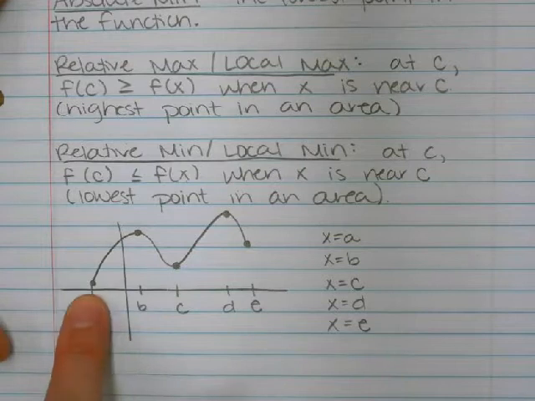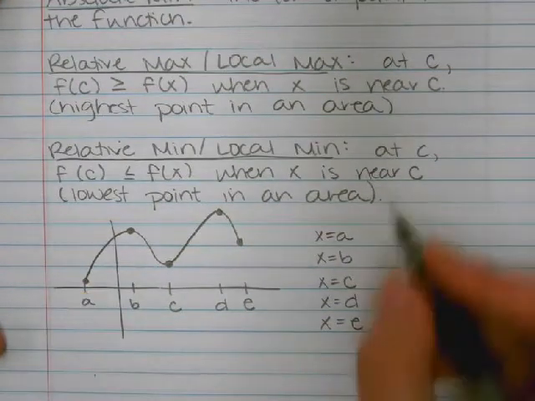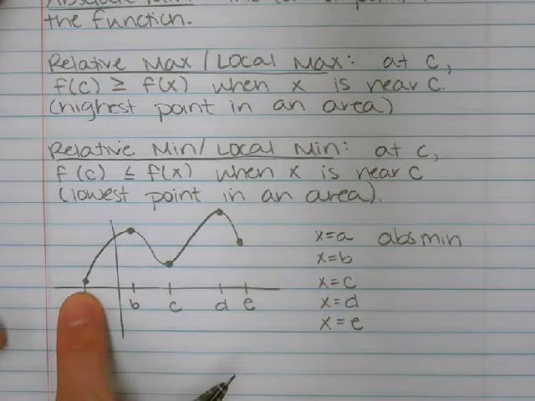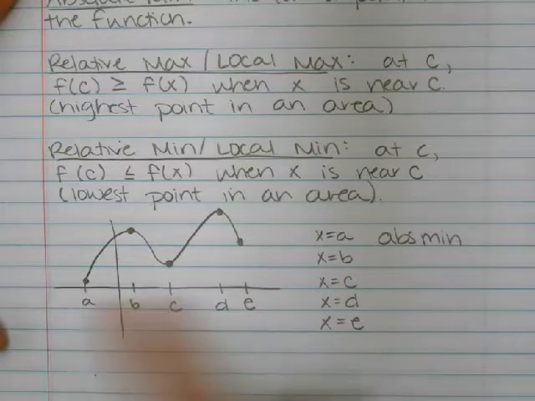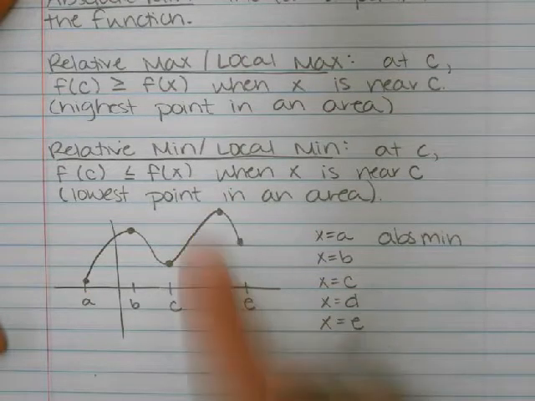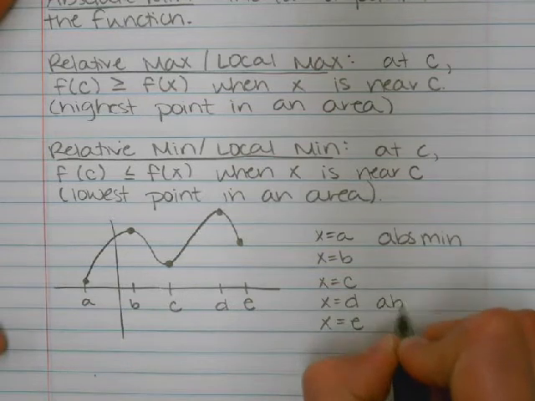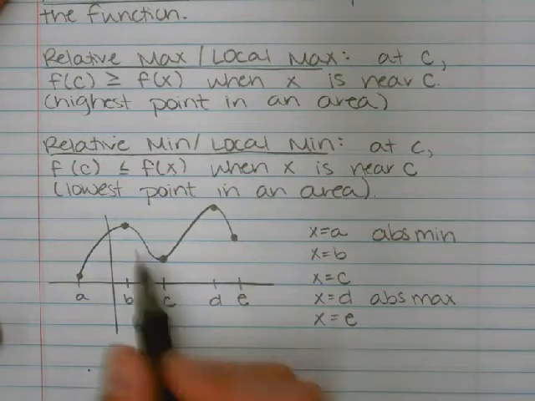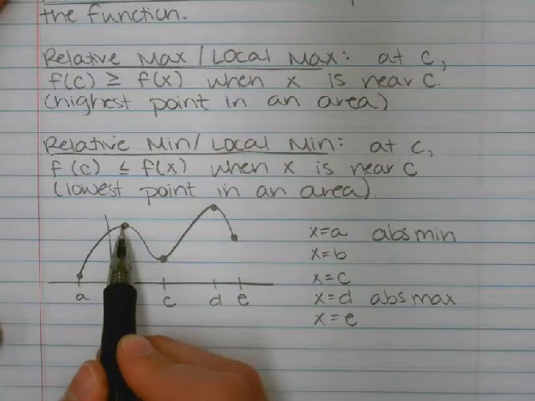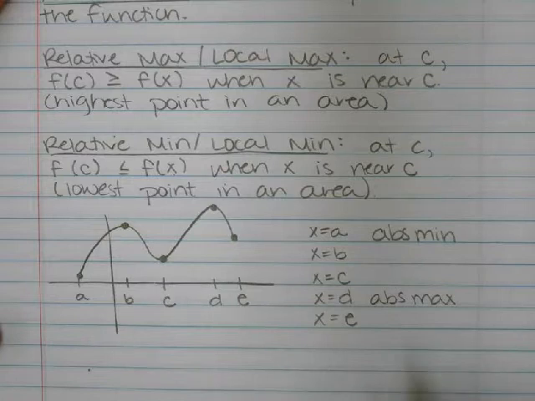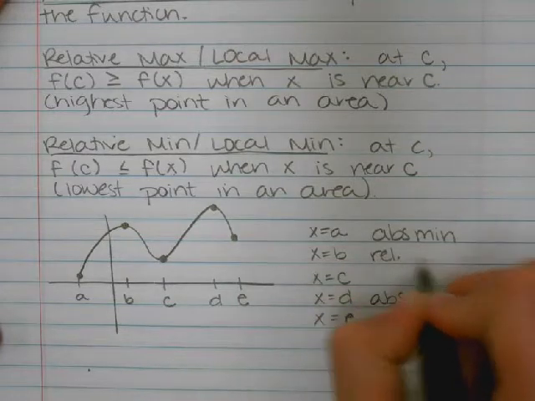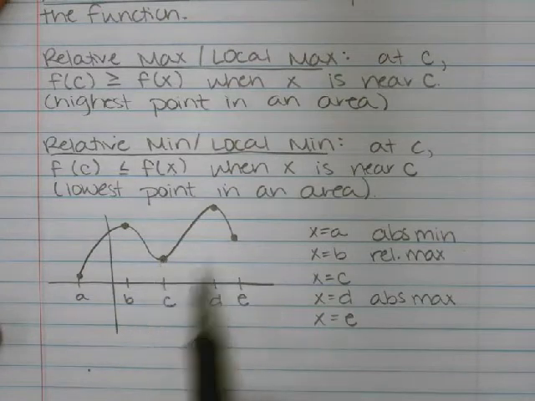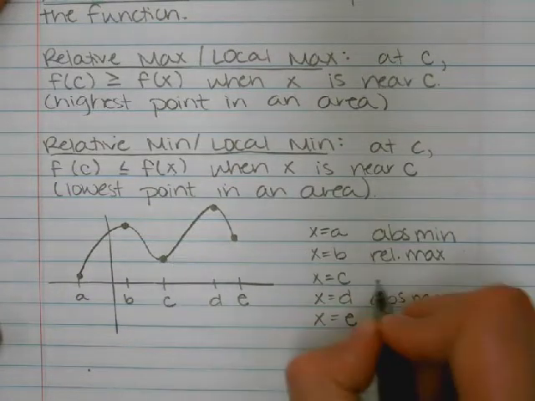So at x equals a, that is an absolute minimum. That is the very lowest possible point in the graph you can get. At D, we have the absolute maximum. That is the very highest point you can possibly have. Now, if we look here, this is not the absolute highest point, but for the little area that it's in, it's considered a high point. So we're going to say that this is the relative max. C is not the very lowest point, but in the area that it's in, it's a low point. So this would be the relative min.